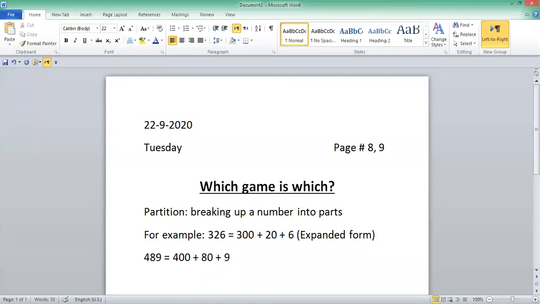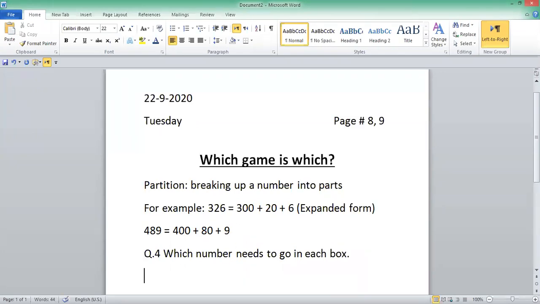So we are going to start the question now. Question number 4. Which number needs to go in each box? Now you can start writing. Now start writing in your notebook, please. The question is, which number needs to go in each box?